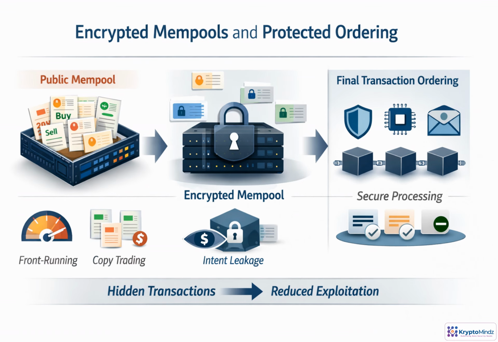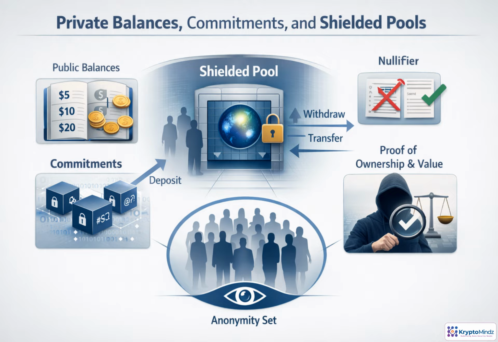Private balance systems use a different pattern. Instead of showing everyone's coins on the ledger, a deposit can become a commitment, a locked cryptographic note that hides the value and owner while still supporting validity checks. When the note is spent, the user reveals a nullifier, proving it has not been used before without linking directly back to the deposit. The larger and more active the shielded pool, the stronger the privacy, assuming users manage keys and behavior carefully.